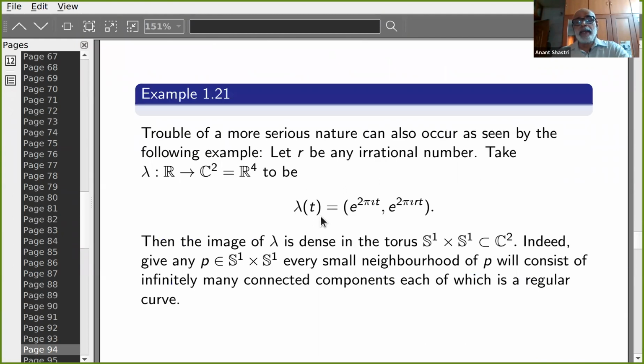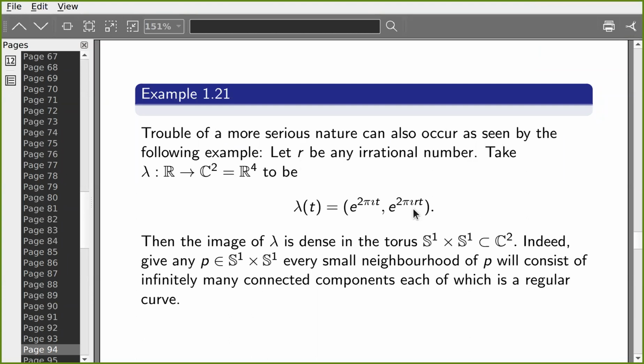Look at this map, which is e^(2πit), comma, e^(2πirt), where r is some real number. What is this map? It is from R, the entire R, to C cross C. So these are complex numbers of modulus 1, so they are actually taking values in S1 cross S1 contained inside C2. The only problem here is we have chosen r to be an irrational number.